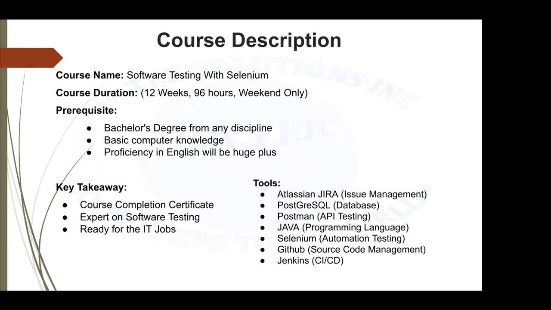Some of the tools we're going to use, some of you might have some idea, maybe not, it doesn't really matter. I just want to give you the list of tools. We'll use Jira for issue management, PostgreSQL for the database, and Postman for API testing. For programming language, we're going to teach you Java. For automation, we'll teach you Selenium. For source code management, we're going to use GitHub. And the final one is Jenkins, which is a CI/CD, continuous integration and continuous development tool.